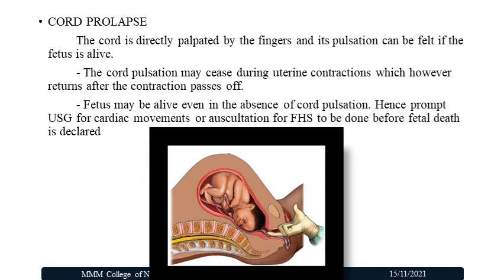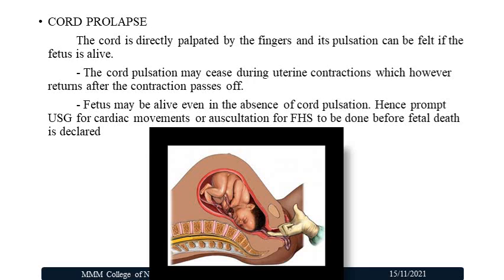Cord prolapse. The cord is directly palpated by the fingers and its pulsation can be felt if the fetus is live. In case of cord prolapse, the cord will be lying outside the vagina, so we can feel the cord. The cord pulsation may cease during uterine contraction, which however returns after the contraction passes off. When the mother is in labor, she will be having contractions. During contractions, the cord pulsation may cease for some time and will return back to normal after the contraction.